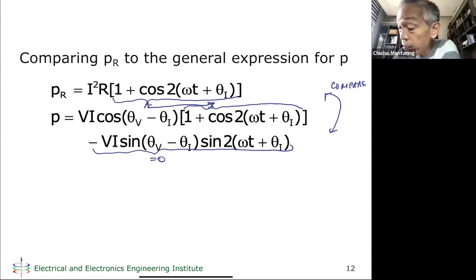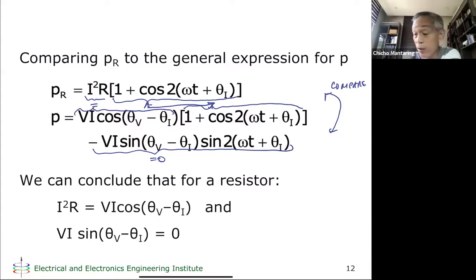And what this also means is this I squared R must be equal to VI cosine of theta V minus theta I. So ibig sabihin ito and this one must be equal. Okay? So that is this. Yung I squared R must be VI cosine of theta V minus theta I. And then itong term na to is equal to 0. If this is equal to 0, ibig sabihin itong constant na to must be equal to 0. Okay.